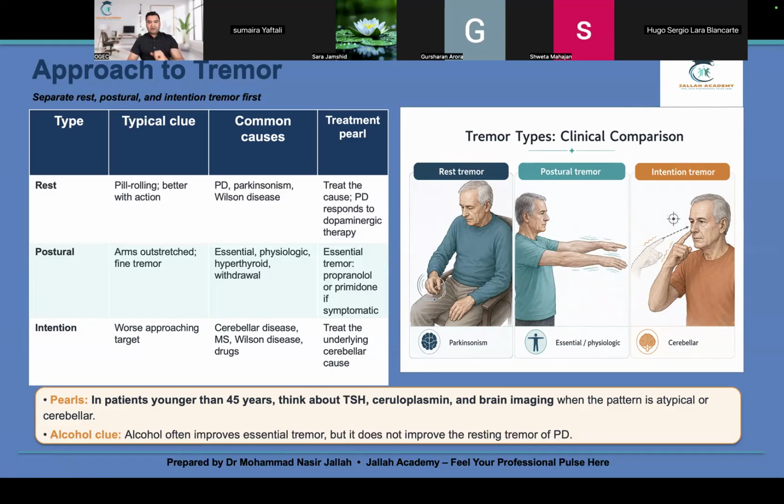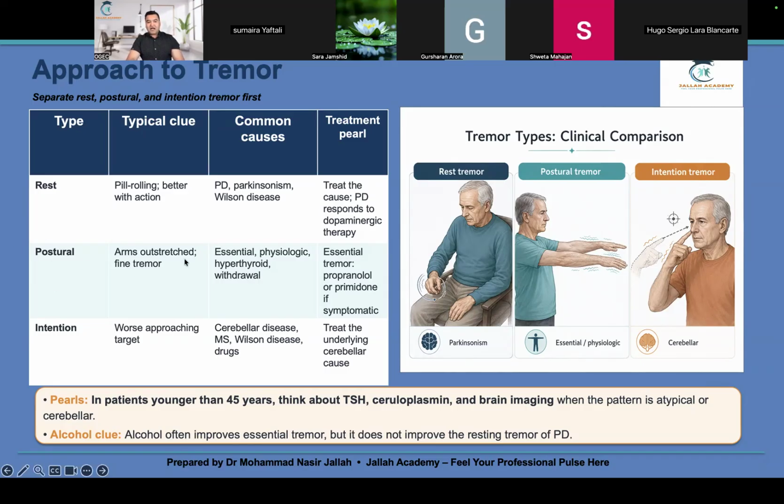What else? Okay, so it's seen in Parkinson's disease, Parkinsonism, and Wilson's disease. Treat the cause. For Parkinson's disease, the response is to dopaminergic therapy. So the best thing to do for Parkinson's disease in order to control the tremor is levodopa-carbidopa. Levodopa-carbidopa is not only helping with other problems the patient has, it helps with the tremor. But remember that if the patient with Parkinsonism is young, then you use a different medication, which I'm going to talk about.